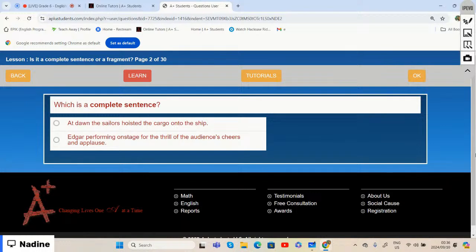If you want to know the meaning of the word hoisted, hoisted is when they are raising, is it the sails? When they pull the ropes to raise the sails that are on the ship.